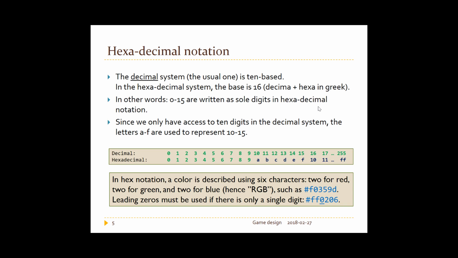In hex notation, a color is described using 6 characters, so 2 for red, 2 for green, and 2 for blue, which is why we have the acronym RGB, as in an RGB monitor. So you have F0359D or so. So F0 is the amount of red, 35 the amount of green, and 9D the amount of blue. And note that 35 is not 35 as in the decimal system. It's actually something else because we're speaking hexadecimal system here. I will return to this.